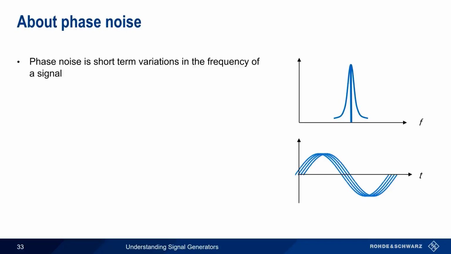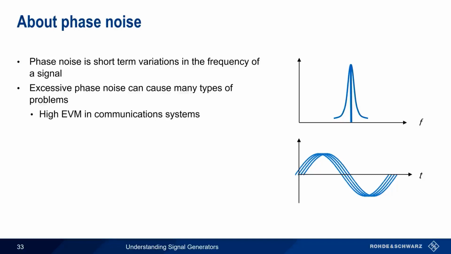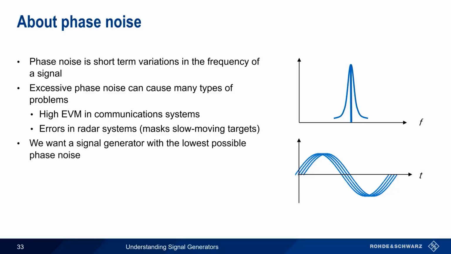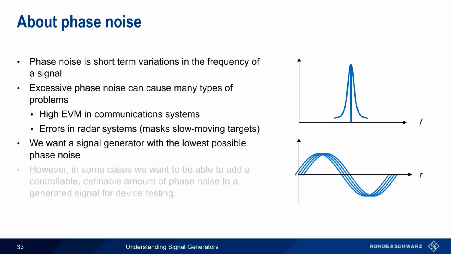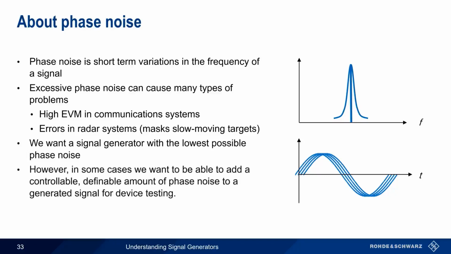Some amount of phase noise is unavoidable, but excessive amounts of phase noise can cause many different types of problems. For example, phase noise can cause high levels of error vector magnitude, or EVM, in communication systems. In radar systems, phase noise can lead to errors such as the masking of slow-moving targets. Normally, we want a signal generator with the lowest possible phase noise, but in some cases, it's helpful to be able to add a controllable, user-defined amount of phase noise to a generated signal when testing a device.